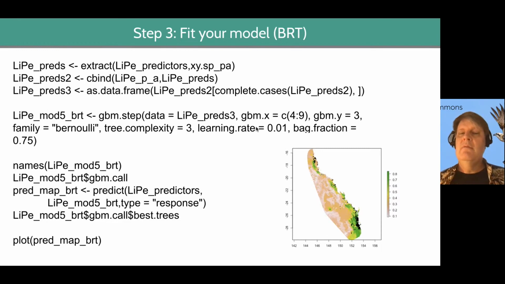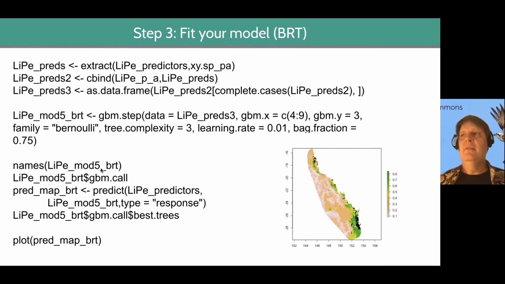We're going to keep the learning rate at the default and also keep the bag fraction, which is the percentage of data that's used in each iteration. So we're going to keep those at the default values, and I'll show you some places to do some more reading on some of these, but essentially we can then look at everything that's in that model object.